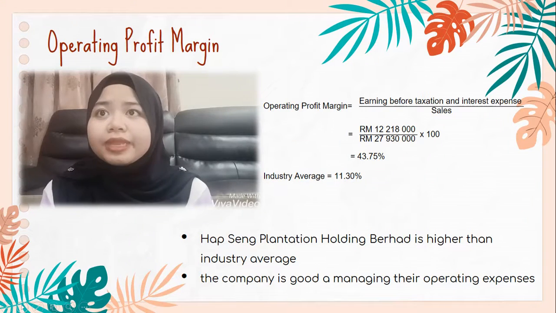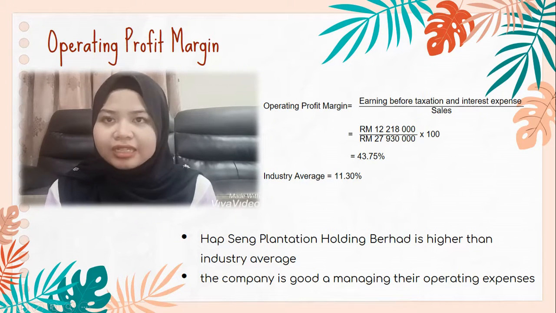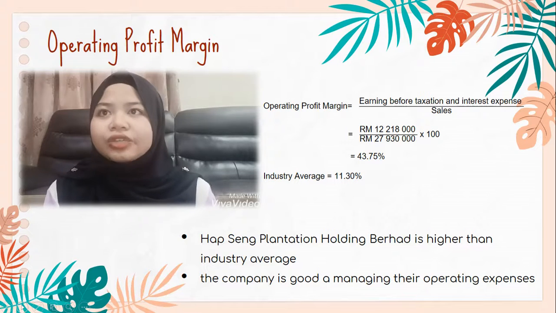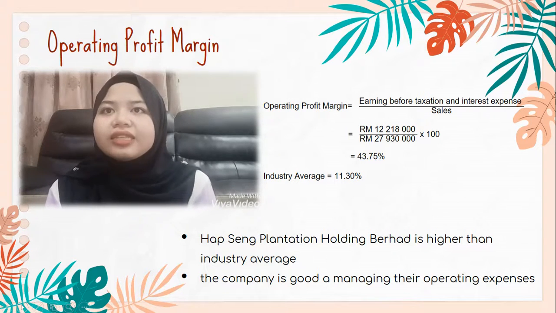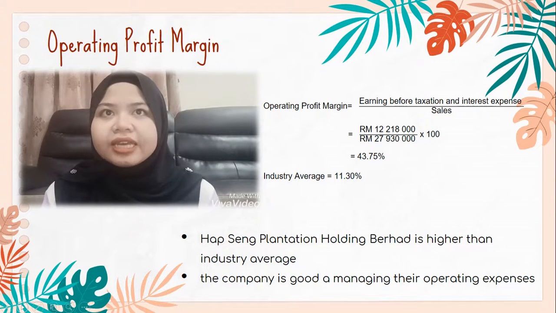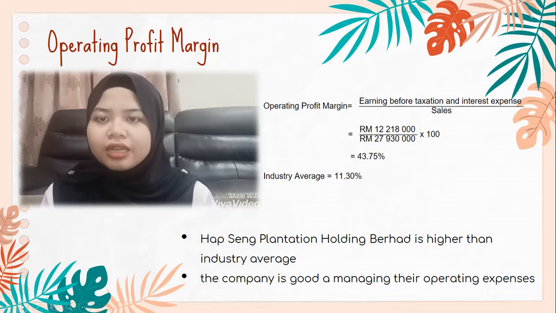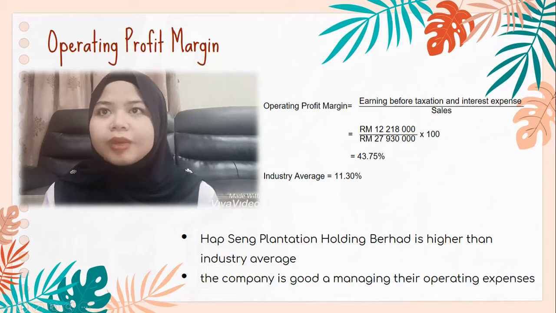Now, I will explain the operating profit margin. Based on the calculation shown, the company's ratio is higher than the industry average. It shows that a higher percentage of operating profit margin is a good sign as it shows that the company has less financing risk. Possible causes that make the operating profit margin higher might be the low operating expenses incurred. The higher operating profit margin shows that the company is good at managing their operating expenses.